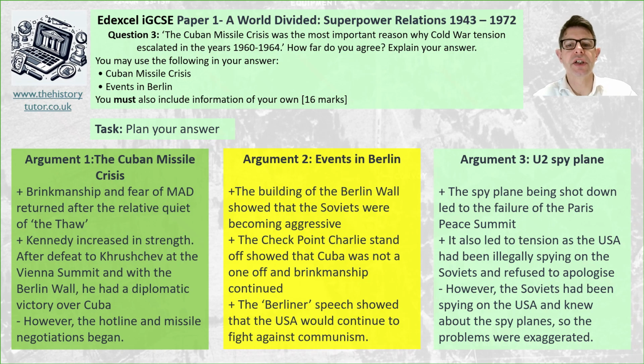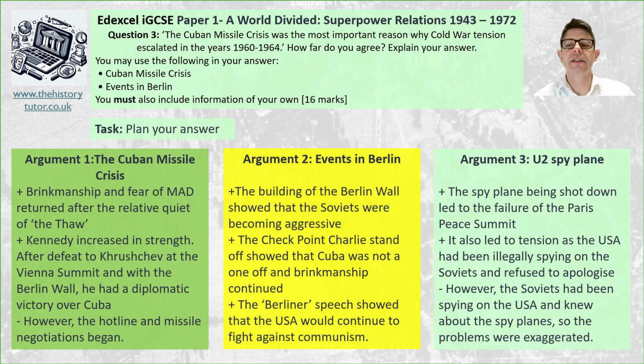The Berliner speech showed that the USA would continue to fight against communism. So we've got lots of ways that Berlin is continuing to escalate tension. The U-2 spy plane incident is the one I'm going to pick as my extra idea. The spy plane was shot down. It led to the failures of the peace process in the Paris summit because Eisenhower refused to apologise.